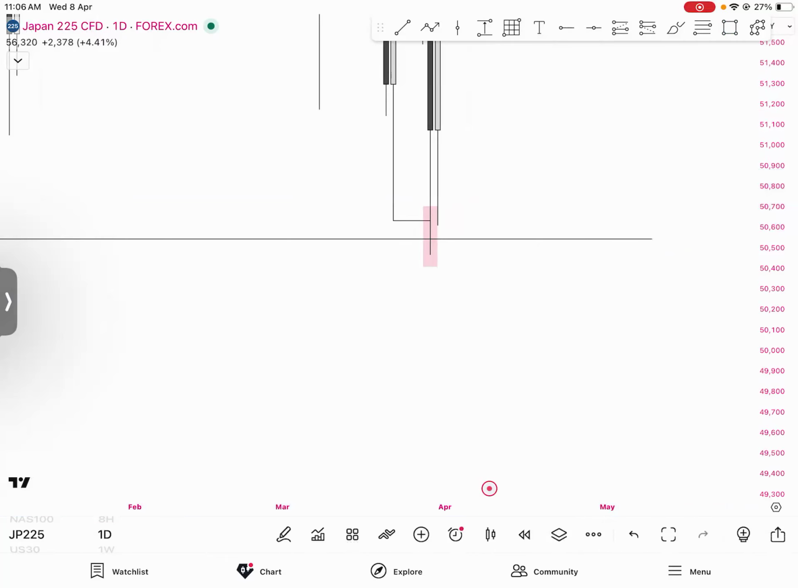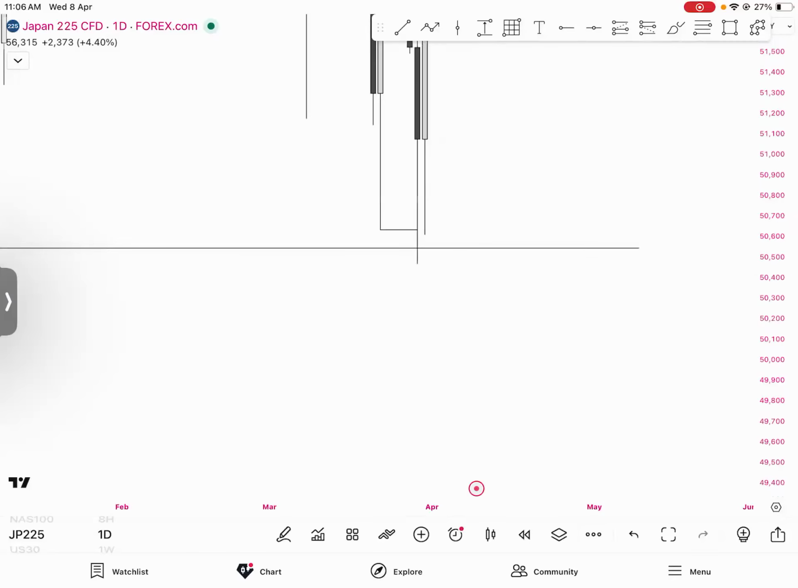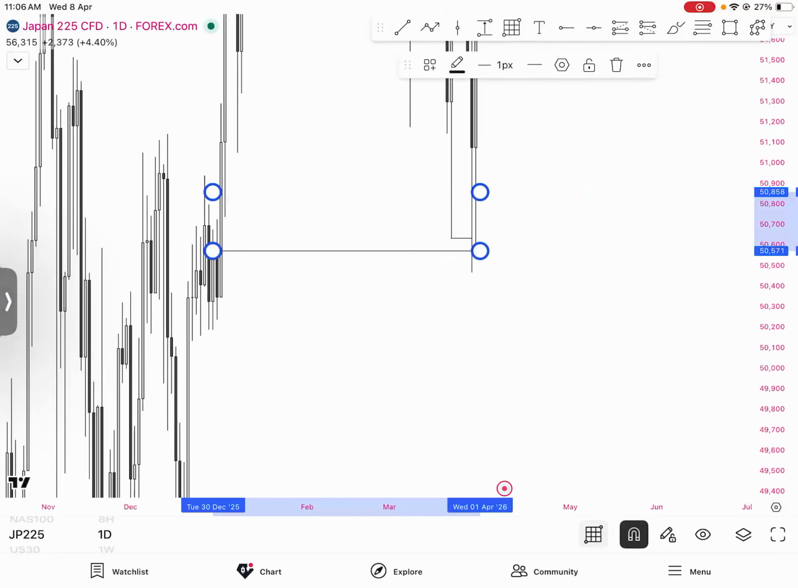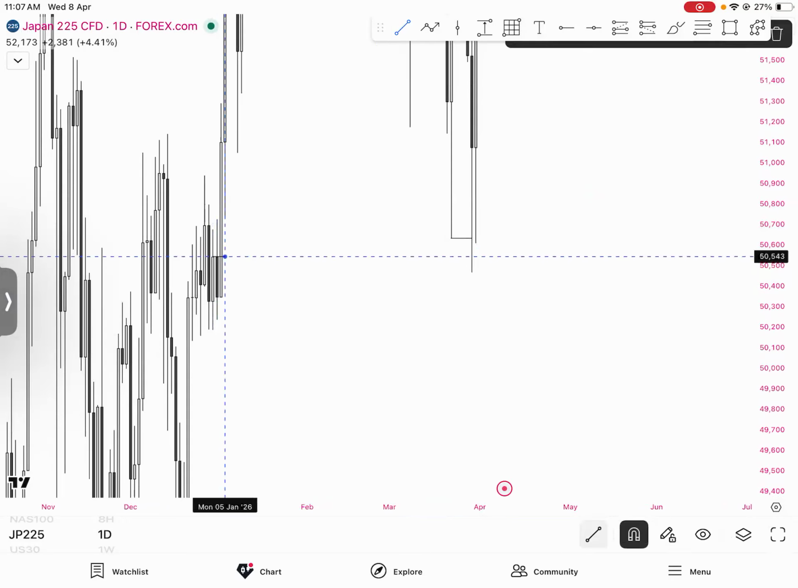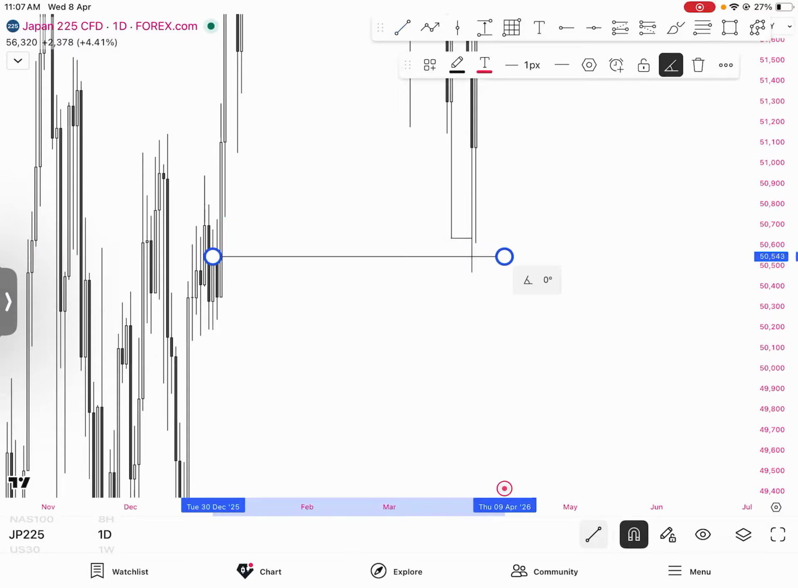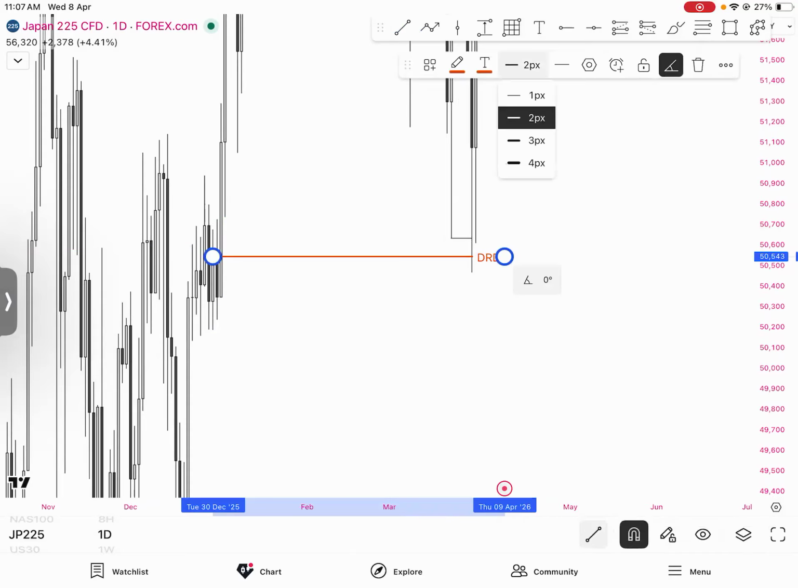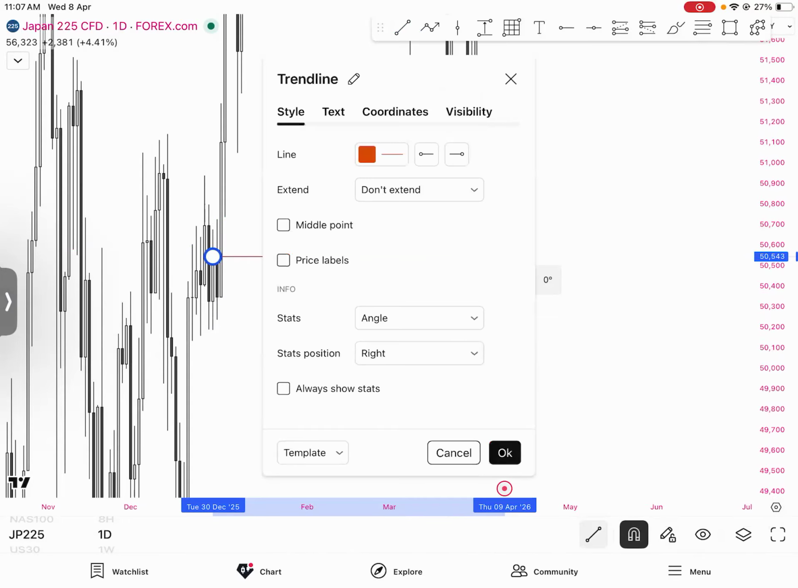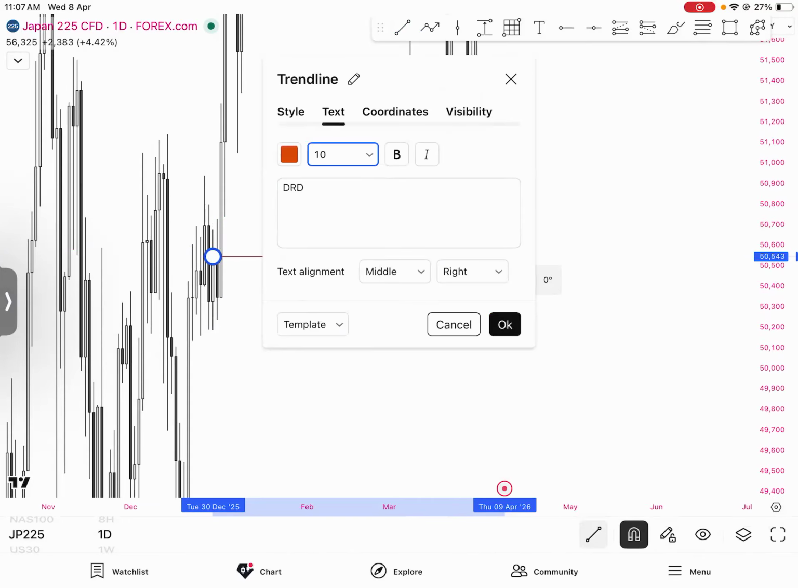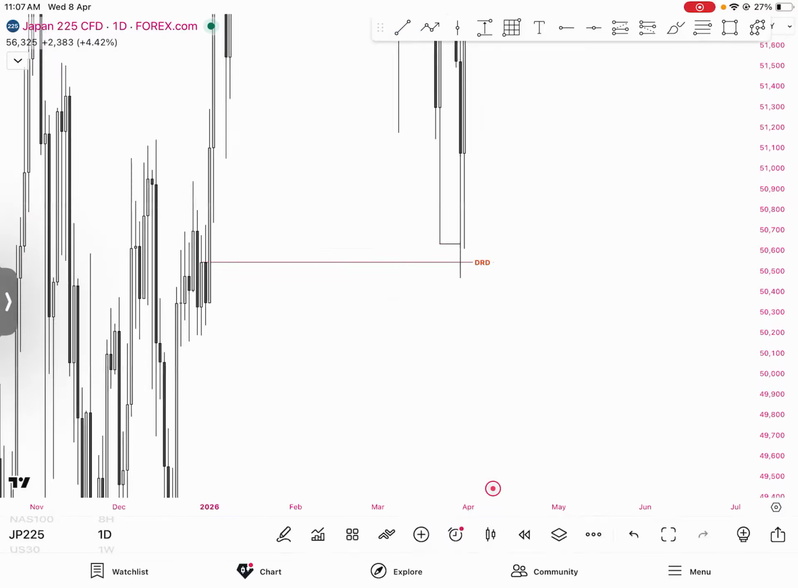Now what we need to look for here is a daily reject daily. So let me mark this as a daily reject daily. That key level is your daily reject daily. Okay, that would be the daily reject daily. Now, after the daily reject daily, what is our next step?